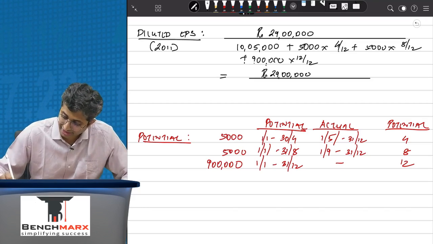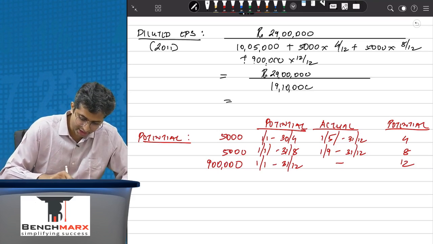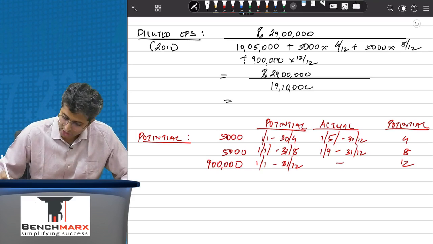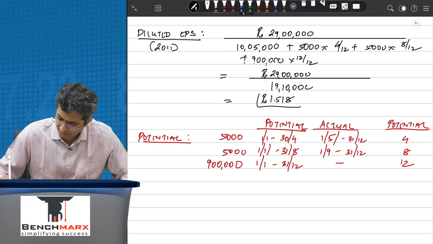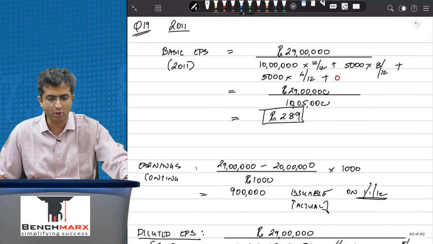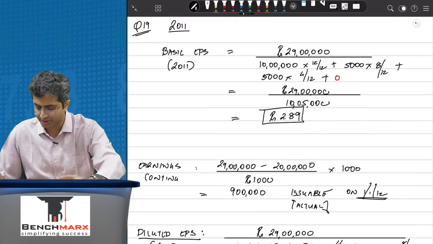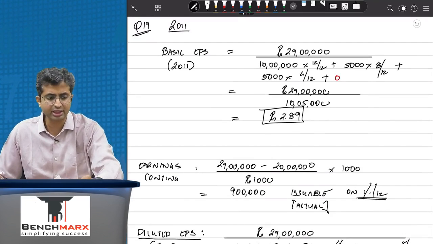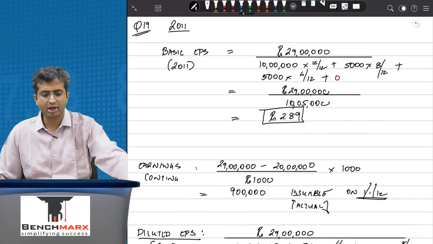So this is, I think, 19 lakh 10,000. And hence your number comes to 29 lakhs upon 19 lakh 10,000, which is 1.51, I guess 1.518, which is lower than the basic, and since it is lower than the basic, which is 2.89, we can count this to be the diluted EPS as well. So the question technically ends over here.